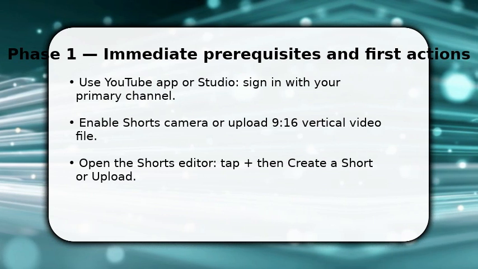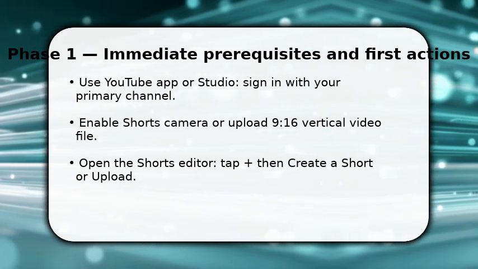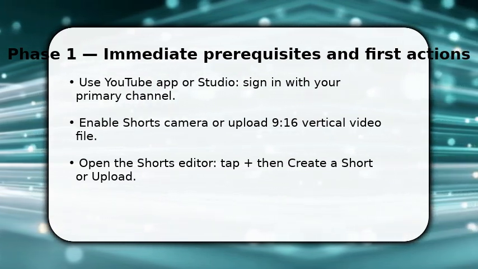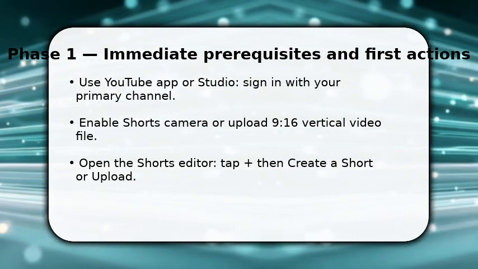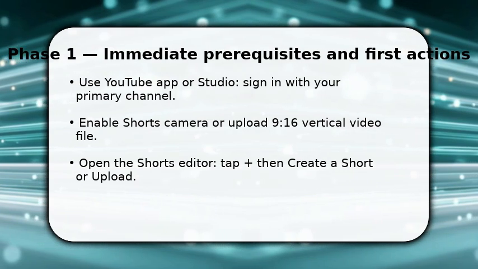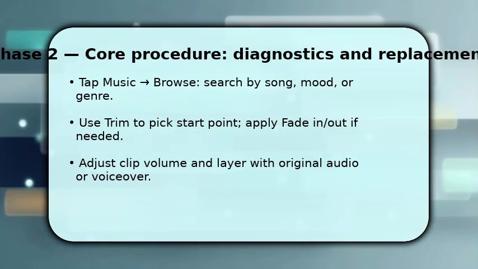Once done, tap the music note to browse tracks, because selecting the right song early keeps your timing tight and avoids re-editing. Now you pick a track. Tap music and browse by song, mood, or genre. You can also search specific keywords.